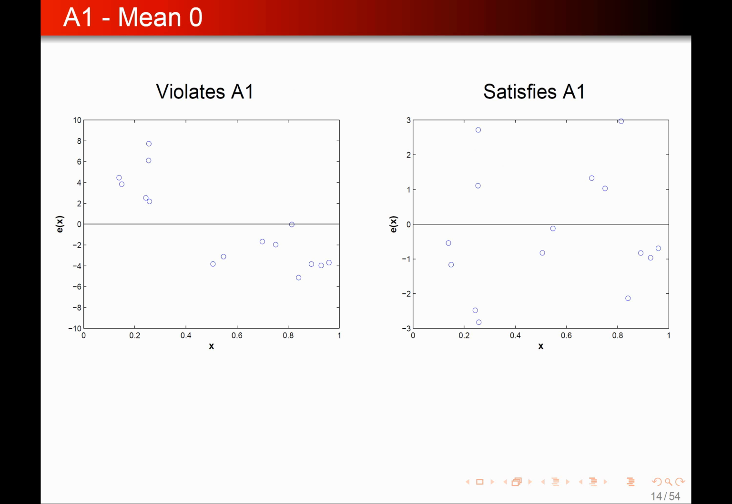The first one: the mean should equal 0. In the first plot, you see we have a group of points over here and a group of points over here, and the mean has some big variations. This group's mean is over here, this group's mean is over here, and this violates assumption 1. However, for this one, we didn't see any specific pattern in the residues, and the mean is 0. This satisfies assumption 1.